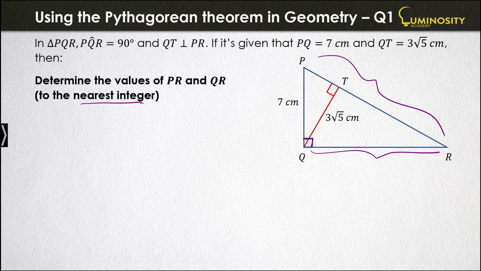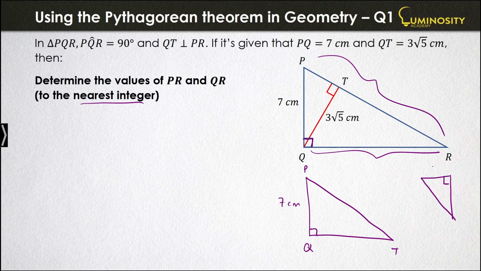Okay, so I see 3 right angled triangles. I see the large triangle PQT, and this is 7 centimeters. Then I see this smaller triangle here, PTQ. So TQ is 3 root 5 centimeters and PQ is 7 centimeters. And then I see a third right angle triangle there, right? Because this is a 90-degree, angles on a straight line. So that's going to be TQR, and it's going to be 3 root 5 centimeters.